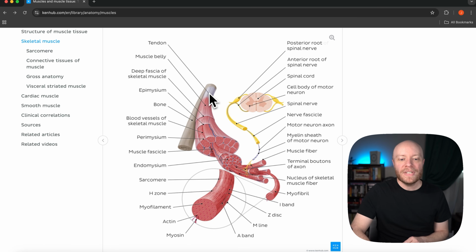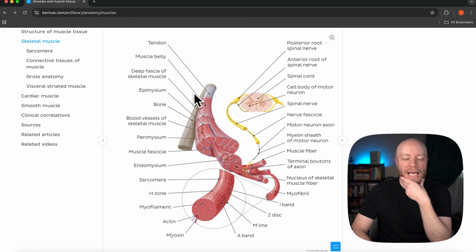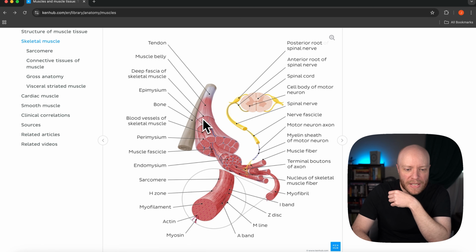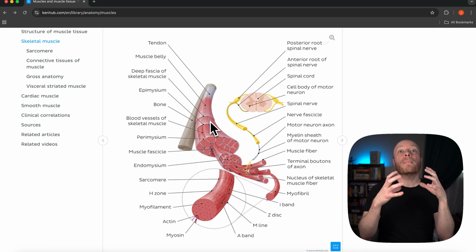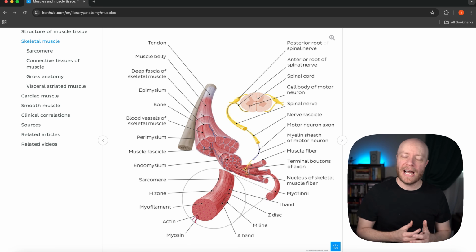So we have the tendon here in white, and then the rest of this is going to be the muscle belly. But what we now can do is look at this pretty much layer by layer. And the first thing you are going to meet is the deep fascia of skeletal muscle. And that is what this is right here. So if you're looking closely, you can see there's this layer here. Well, the outermost layer on top of the muscle is going to be deep fascia.